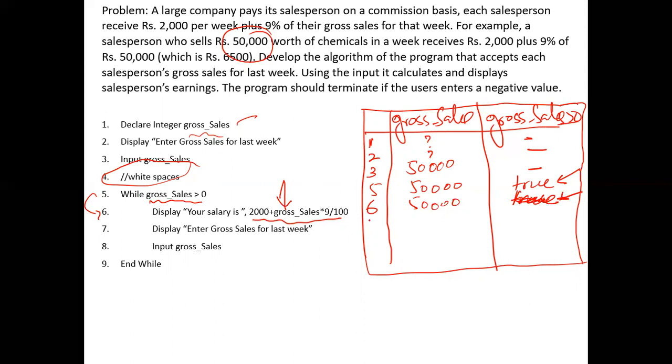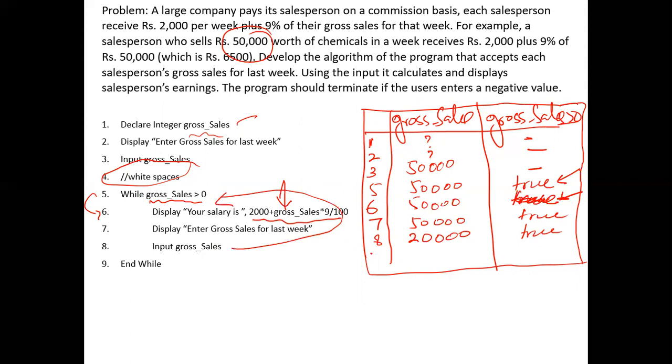So we move to line number 7, and we are again asking the user to enter the gross sales value. When statement number 7 is executed, this is going to be 50,000, and the value of this expression is going to be true. Then we come to line number 8, and here the user is going to enter another value for gross sales. Let's say the user enters 20,000. So when the user enters 20,000, we are going to jump back to the start of the while loop again.